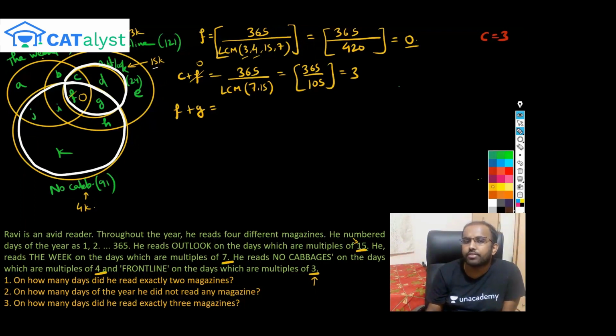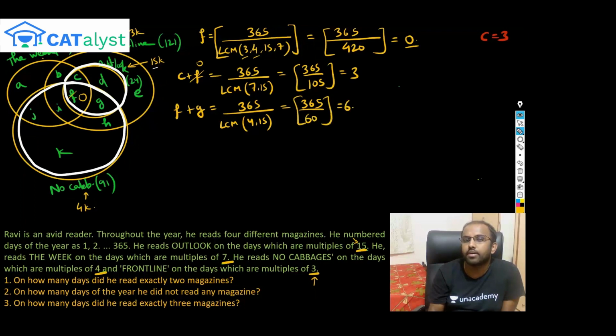So can I write f plus g as the intersection of outlook and no cabbages? That is 365 upon the LCM of 15 multiple and 4 multiple, that is 365 by 60. 365 by 60 will go 6 times, so this is 6. Similarly, we already had f equal to 0, that means the value of g is equal to 6. So till now I got c is 3, g is 6 and f is 0.